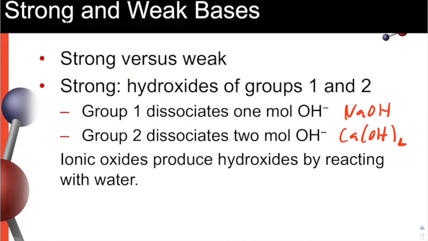That's not anything to do with the strength. The strength is the degree of ionization, but it can produce 2 hydroxides for each mole that's added. So it's obviously going to have a greater effect on the basicity, the alkalinity, of your solution.